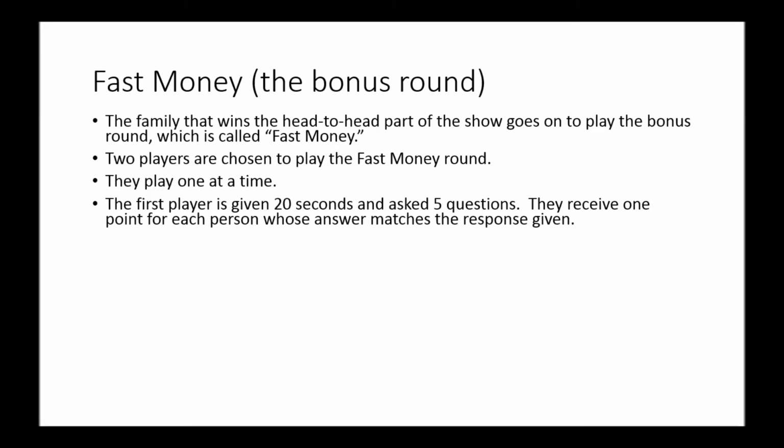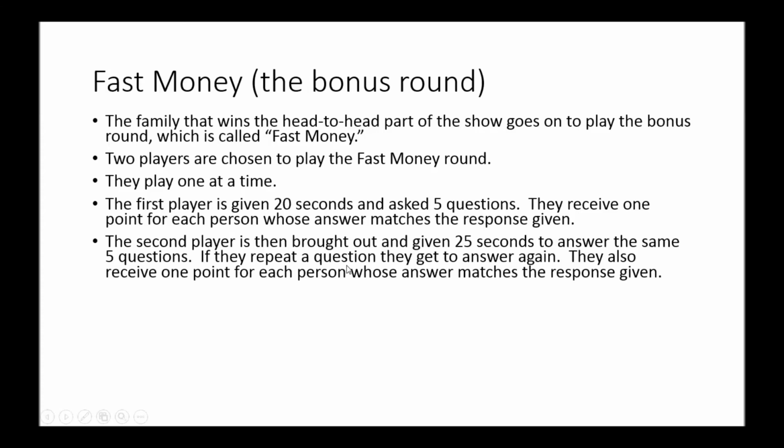Once they tally the points, when they're going through the responses, they get 1 point per person who matched their response. So if they answer red and 25 people all said red in the survey, they get 25 points. The second player comes out, and they're asked the same 5 questions. They hear the same 5 surveys. If they say an answer that the first person said, they get buzzed and get to answer again. They also get 1 point for each person who said their response.